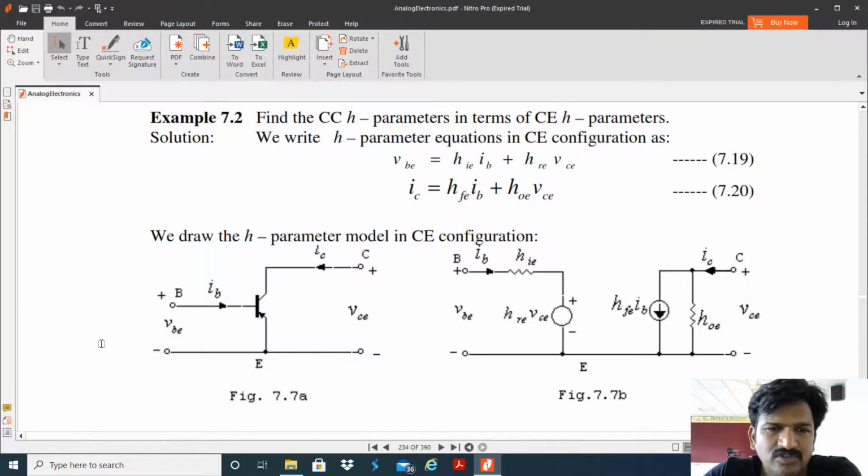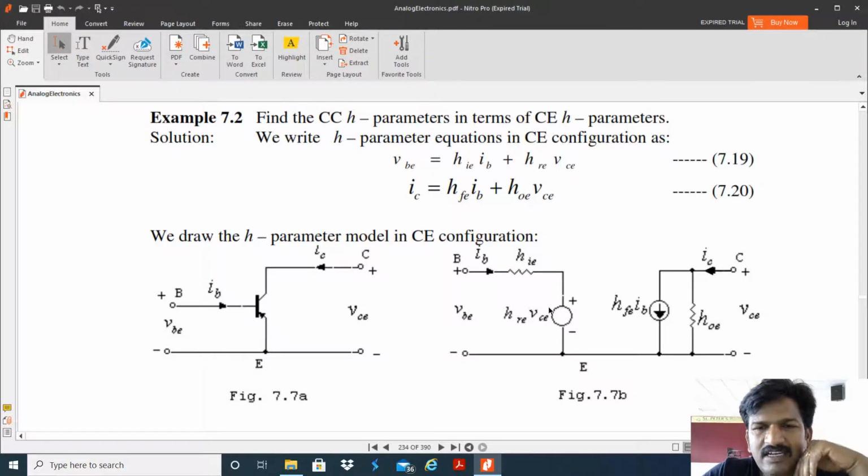Then we have to draw the CE configuration. In the CE configuration, we have the base to emitter voltage VBE, which is the input voltage, and IB is the input current. The collector to emitter voltage is VCE, and IC is the collector current. VCE acts like the output voltage, VBE acts like the input voltage, IB is the input current, and IC is the output current.